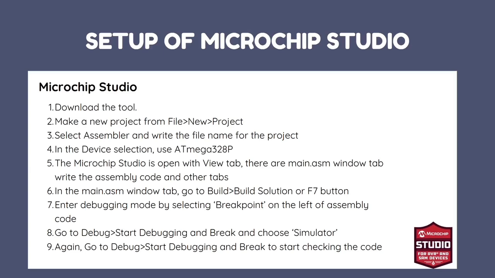Next is to enter debugging mode by selecting a breakpoint on the left of the assembly code. So for the 8, we go to debug, start debugging and break and choose simulator. Then again we go to debug, start debugging and break to start checking the code. So that's all for the setup of Microchip Studio.